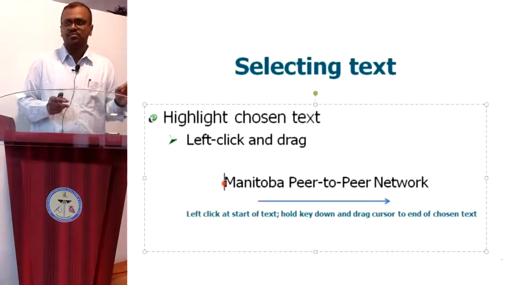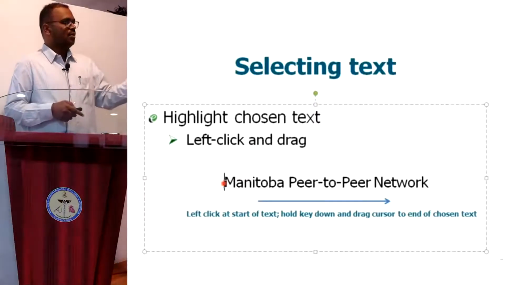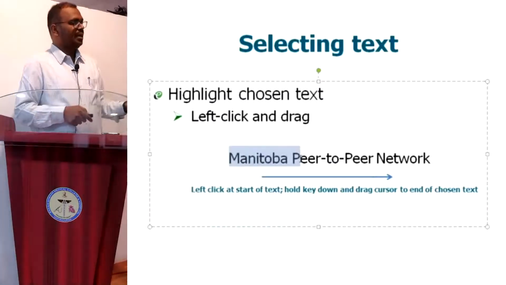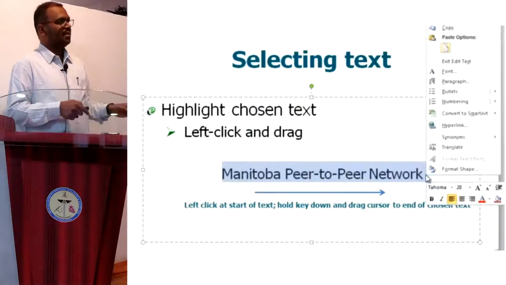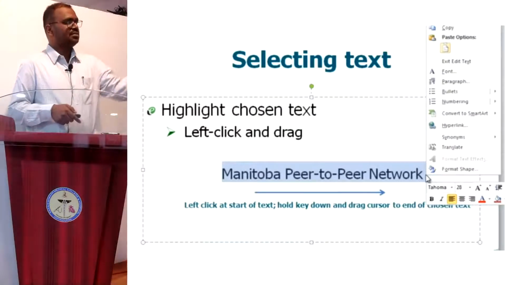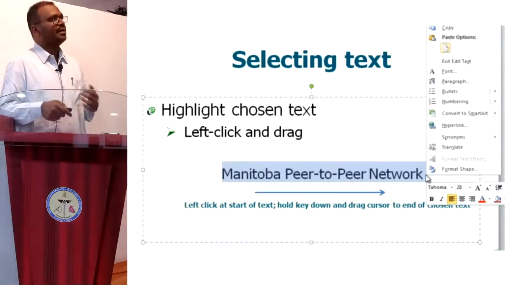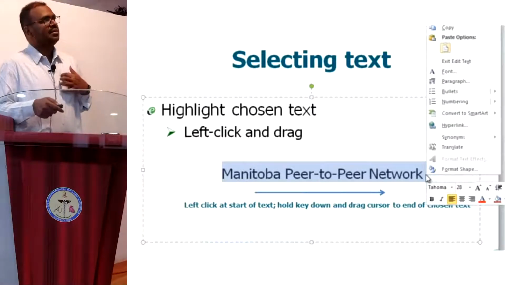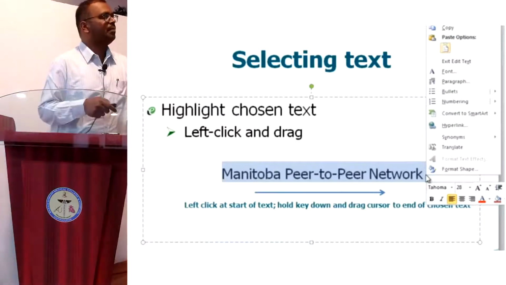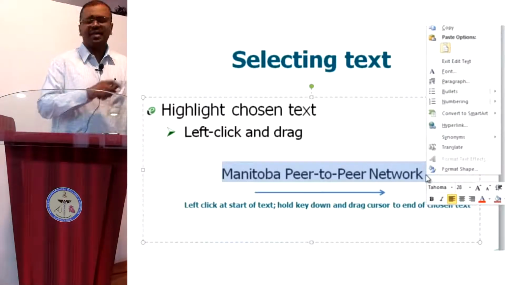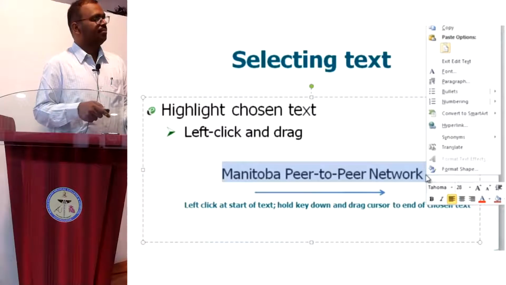So, this highlights the chosen text: left click and drag, then you right click. When you right click, many other options open up, like copy, paste, and many editing options, like adding bullets, paragraph, numbering. All those things open up.